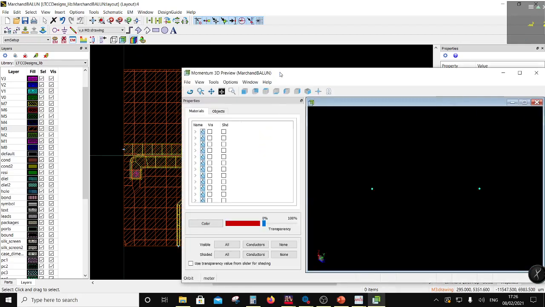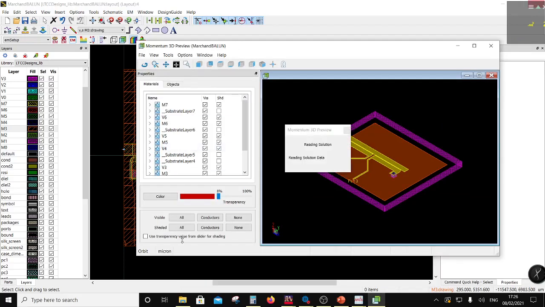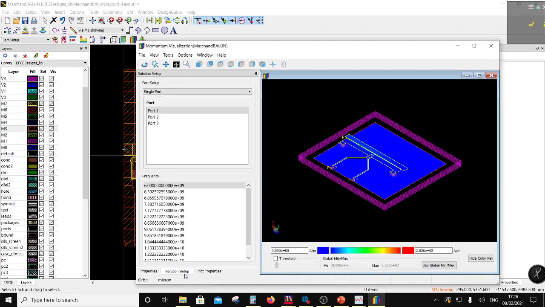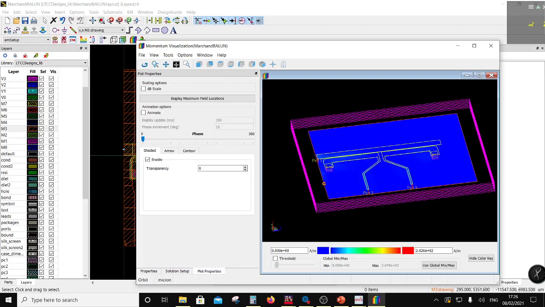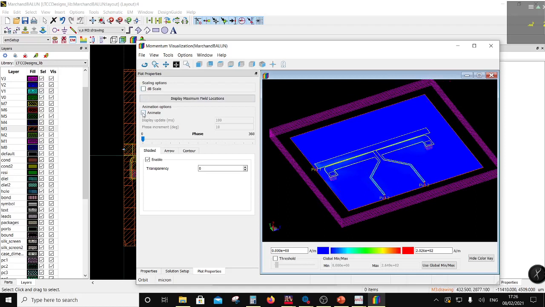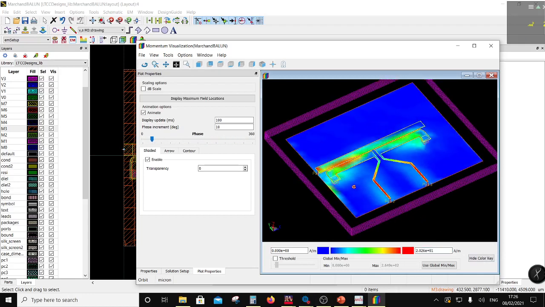Let's look at currents. I'm interested in 10 gigahertz, and I want to put the power in port 1. Okay, so this is what is happening with the Marchand BALUN. Power is being divided into half on the 2 branches, and they are 180 degrees out of phase, equal in magnitude. So that's what is happening.